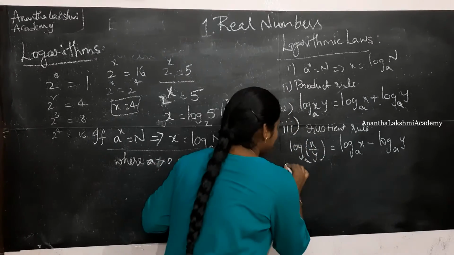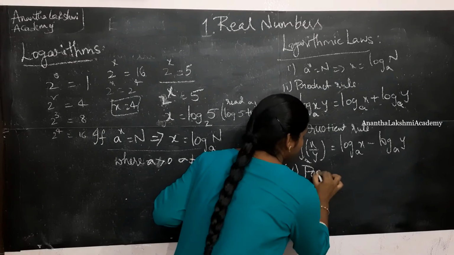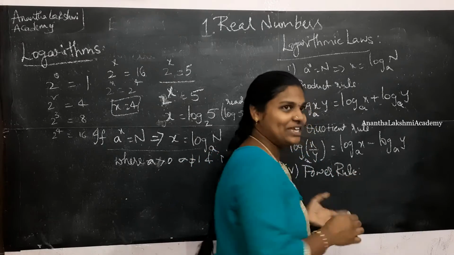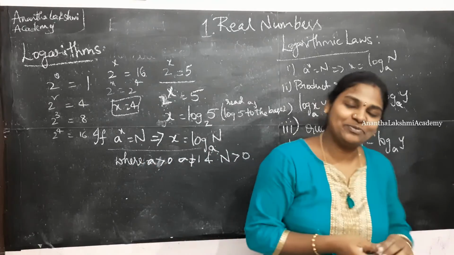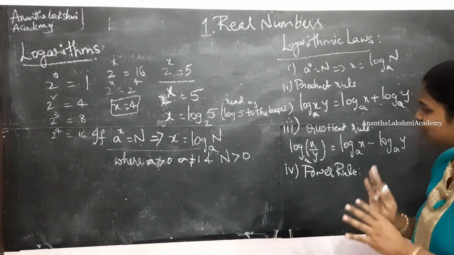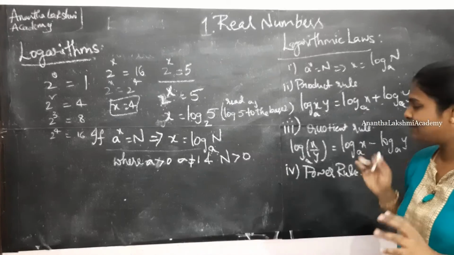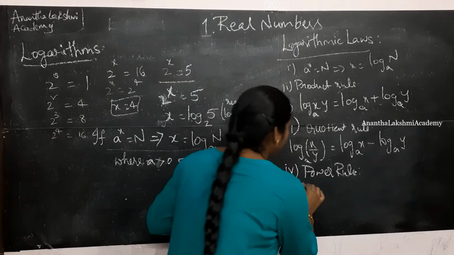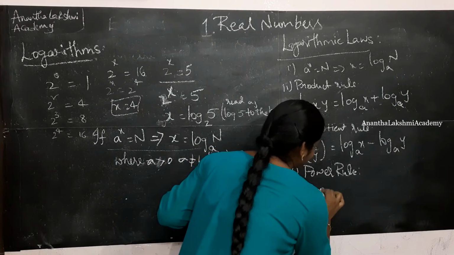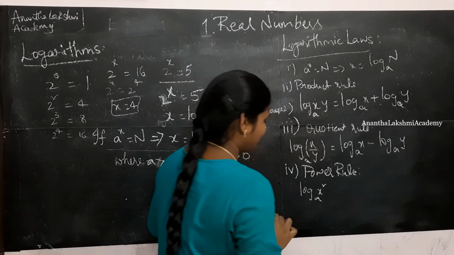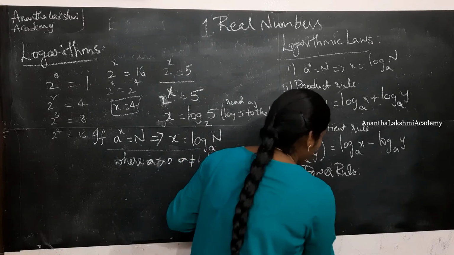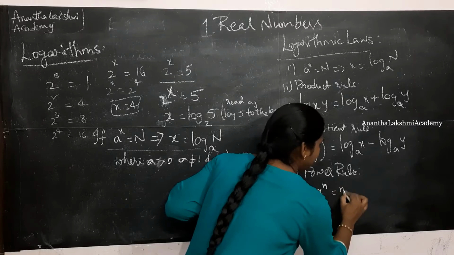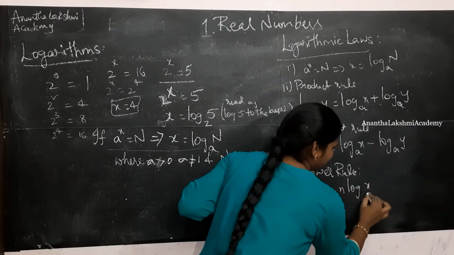Alright, next one is the power rule. It's not the rule which gives you power, but it is something related to the power that is present. So what happens? Log x square to the base a, or log x power n to the base a, is equal to n log x to the base a.